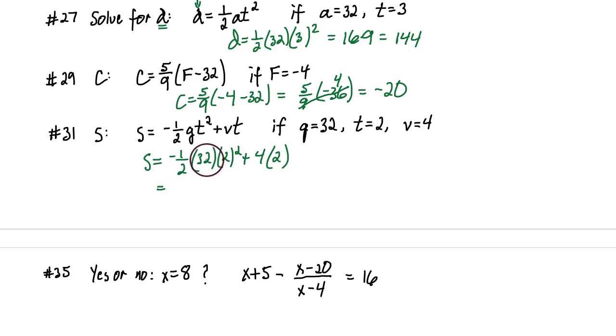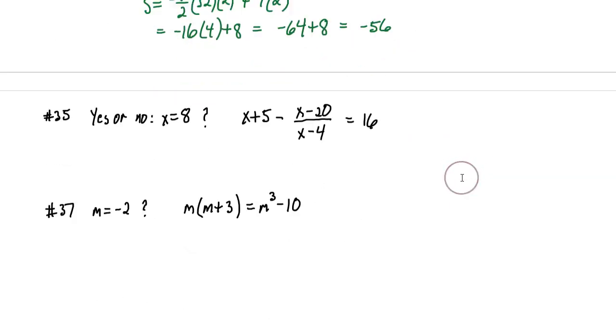Negative 1/2 times 32 is negative 16. 2 to the second power is 4. Over here, 4 times 2 is 8. Negative 16 times 4 is negative 64. Finally, let's go negative 64, add 8. Because these have different signs, we find the difference of the numbers, which is 56, and choose the negative sign.